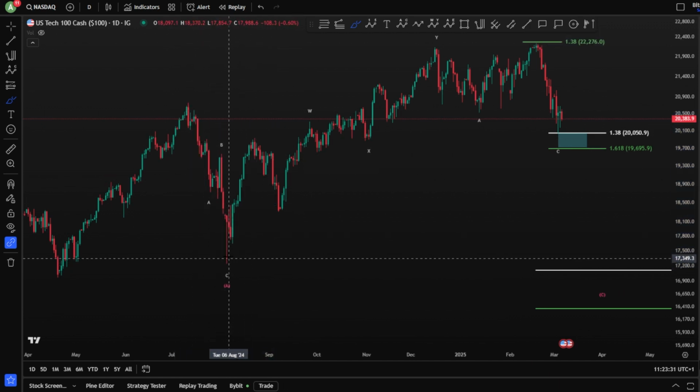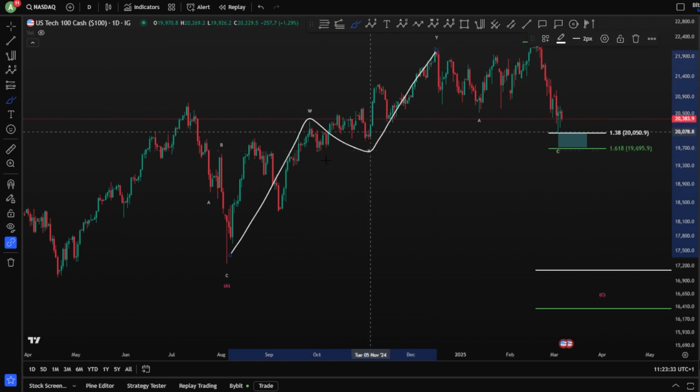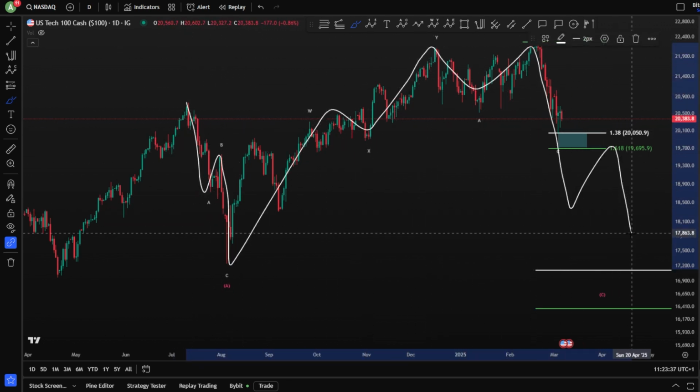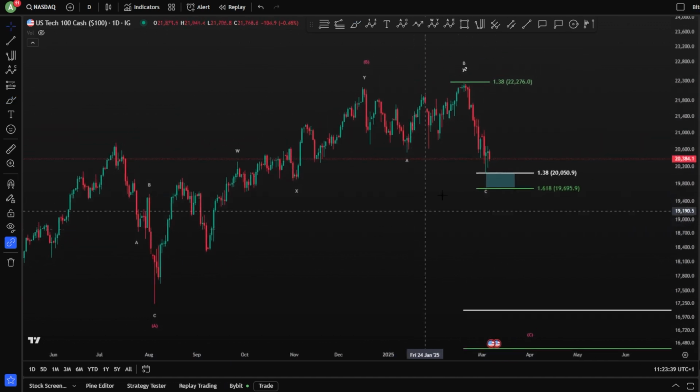And then 3 waves up. Yeah, 3 waves up as a WXY, 3 waves down, 3 waves up. Now 1, 2, 3, 4, and a 5. However, this is the problem right now that we have.